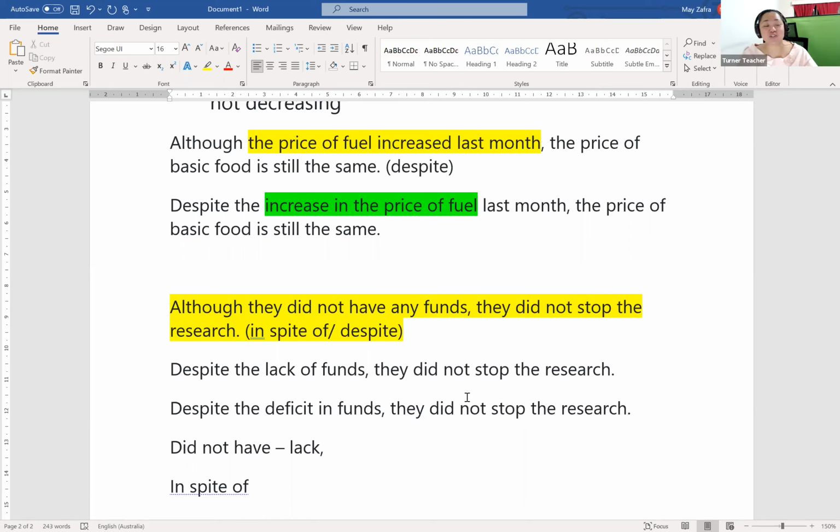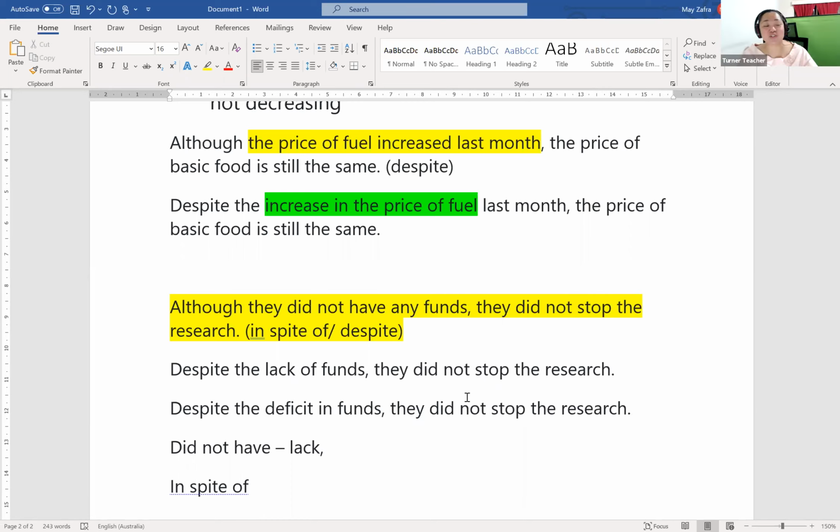Is it fine? No, you can copy the entire back. They did not stop the research. You don't have to change that. You just have to change the first part. Okay. Despite the shortage of funds, they did not stop the research. Yeah, in spite of scarce funding, research is still going to continue. Good. In spite of insufficient fund, they did not stop the research.